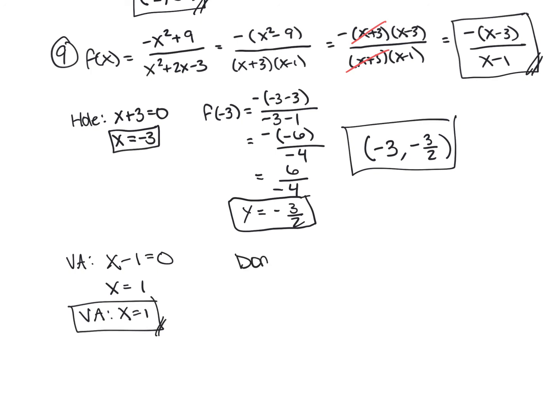So if we're going to write our domain, we're going to have 2 breaks in our domain. First one's going to be at -3, and that's from the hole. Next one's going to be at 1, and that's from the vertical asymptote. So again, we have a break here from our hole, a break here.